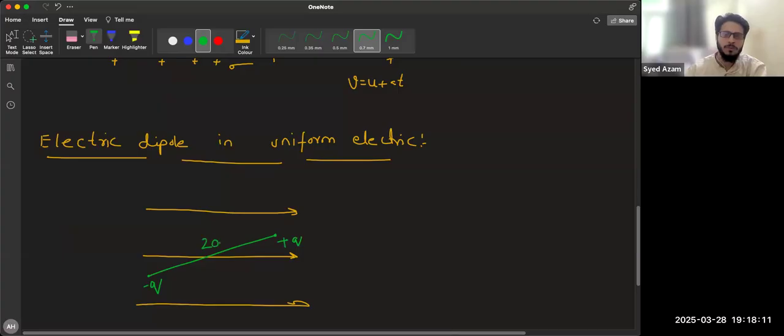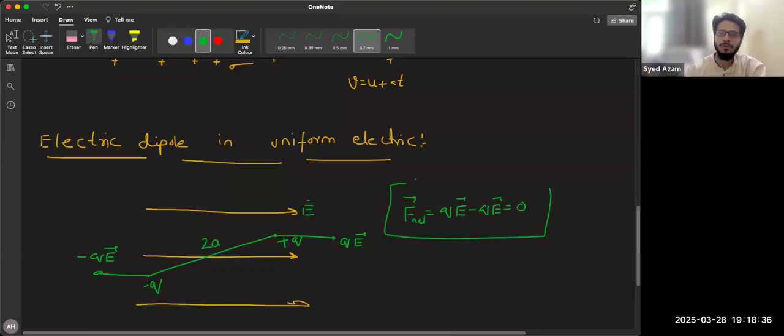The length of the dipole is 2l. This is electric field E. The positive charge will experience a force qE in the direction of the field. The negative charge will experience the same force but in the opposite direction. So the net force on the dipole is qE minus qE. These two cancel each other and the net force is 0. Net force is 0, that means your dipole is in translational equilibrium.